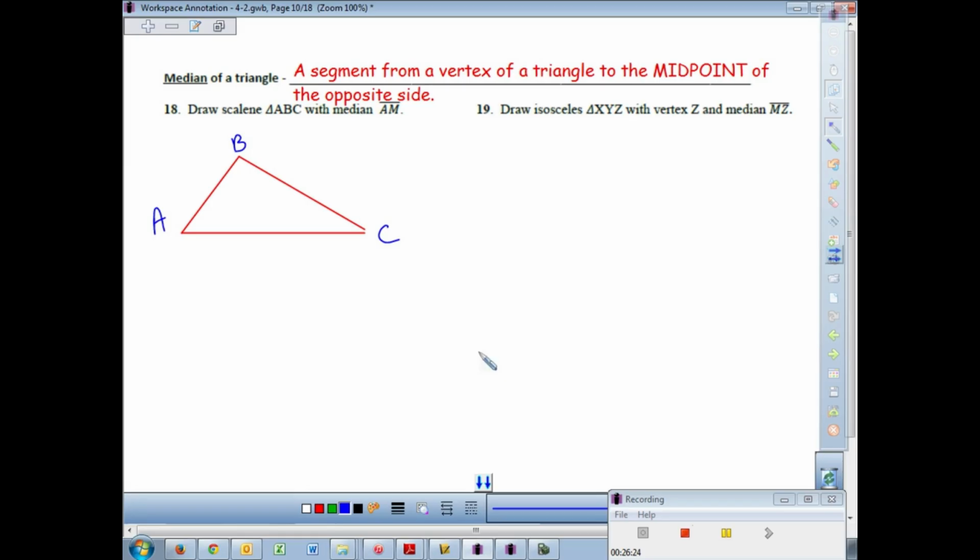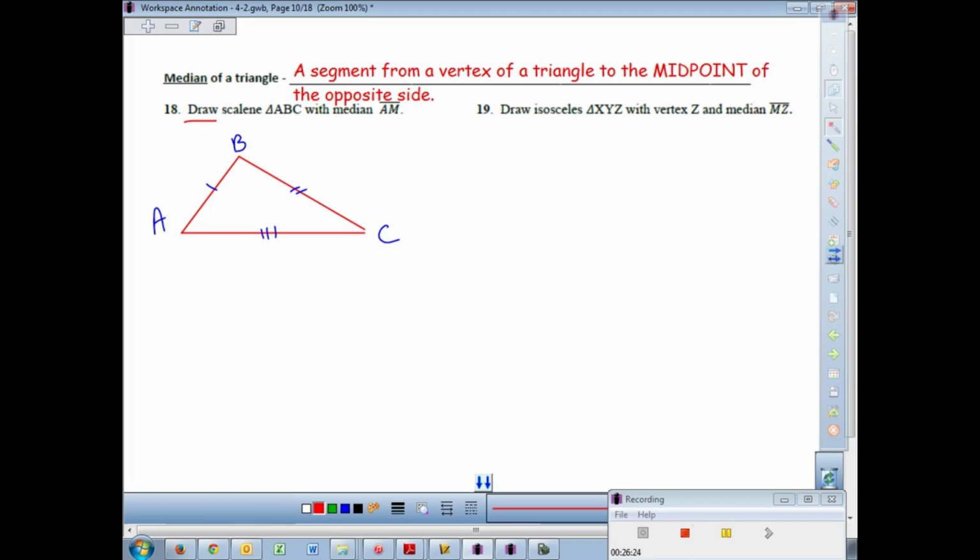What do I need? So all different tick marks as well, correct? So all I did was satisfy this part. Excuse me, I got the hiccups. Scalene triangle ABC. I need median, segment AM.